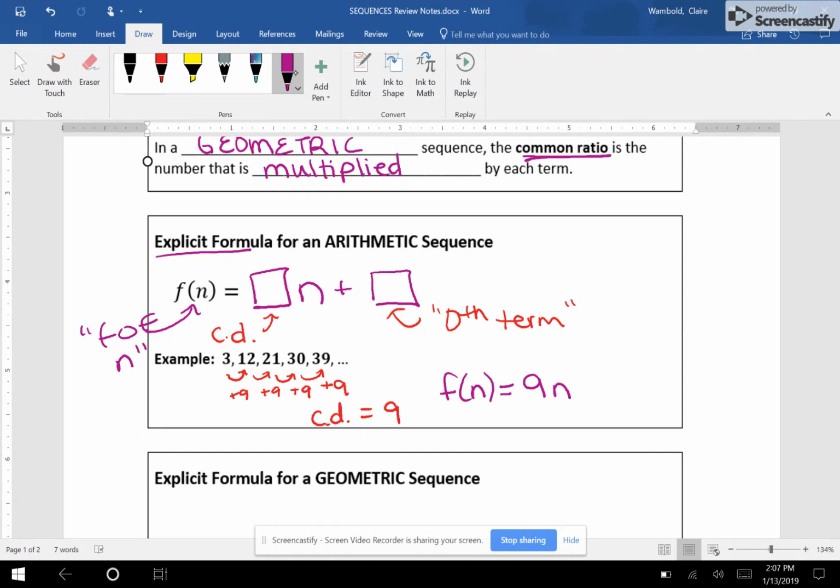Now we have to think about what is that 0th term. To do that, I would suggest working backwards. 3 is the first term. So to work backwards, instead of adding 9, we're going to subtract 9. Then what do we get? 3 minus 9 is negative 6. So we end up with a 0th term of negative 6, which means that at the very end of our formula, we write a minus 6. So f of n equals 9n minus 6, and that would give us this sequence in a formula form.